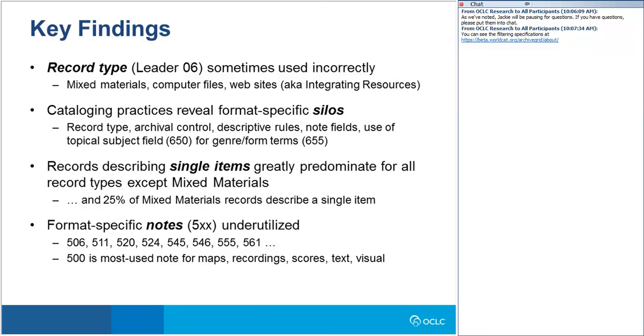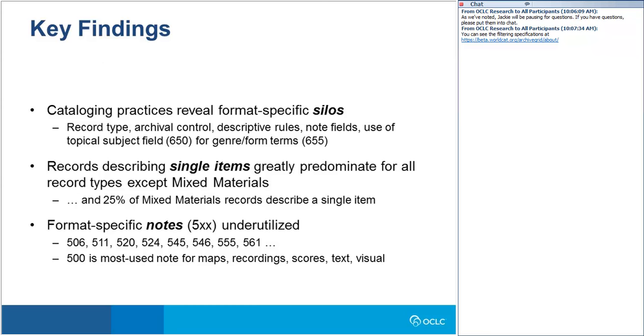Format-specific notes. Some 5XX fields were added to MARC to address a need voiced by a format-specific cataloging community. But the data suggests that some of these weren't needed so badly after all. But how little use renders a MARC field unnecessary? Maybe that's a next-gen cataloging question.